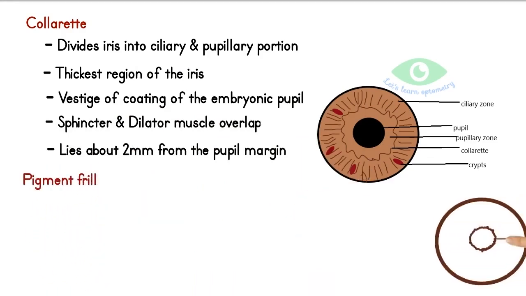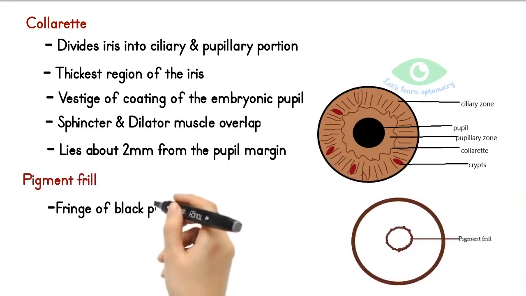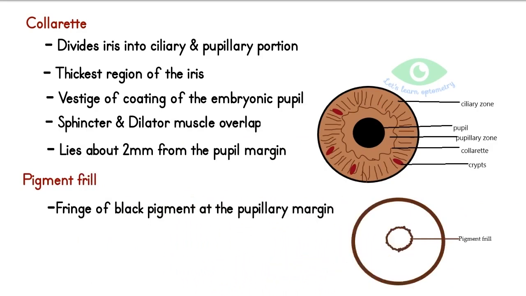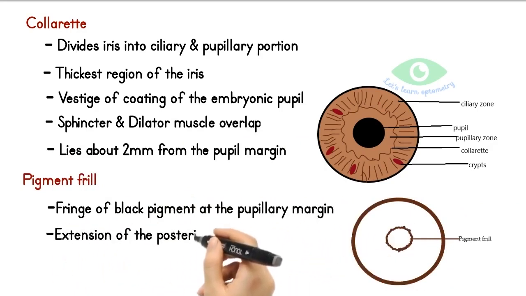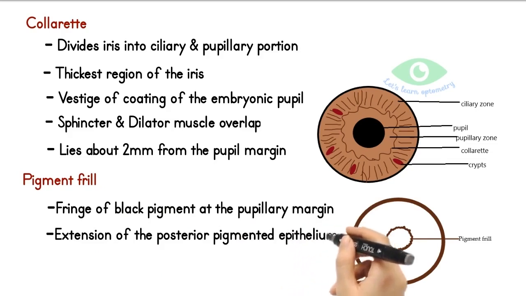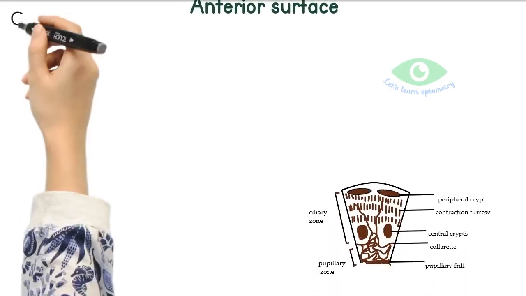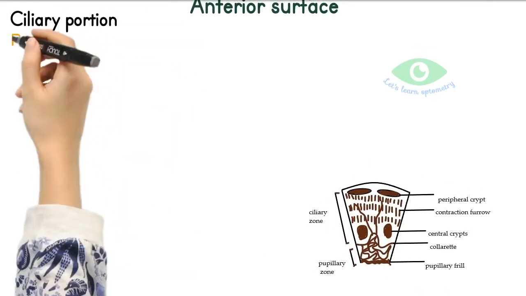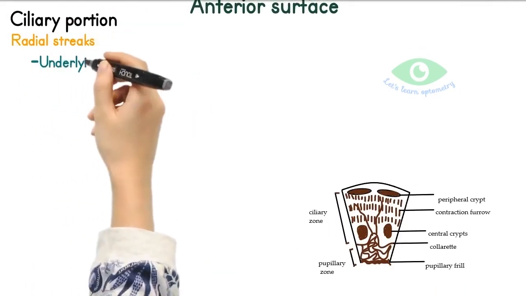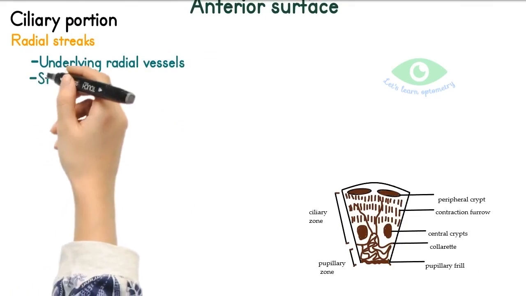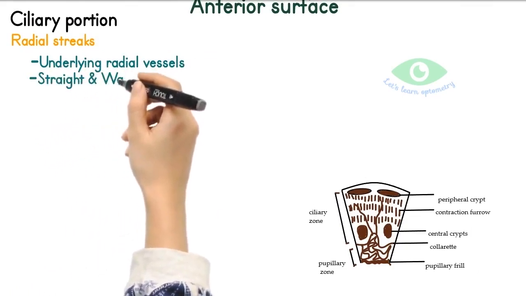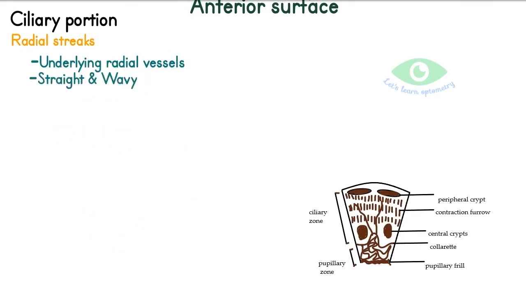Pigment frill. It is a fringe of black pigment at the pupillary margin. It is due to the extension of posterior pigment epithelium of iris around the edge of the pupil. Anterior surface, ciliary portion. It has radial streaks. These are due to the underlying blood vessels. These streaks are straight when the pupil is small and wavy when pupil is dilated.